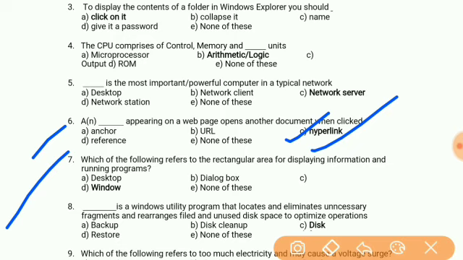Then which of the following refers to the rectangular area for displaying information and running programs? That is window. Okay, it refers to the rectangular area for displaying information and running programs. Windows refers to the rectangular area.